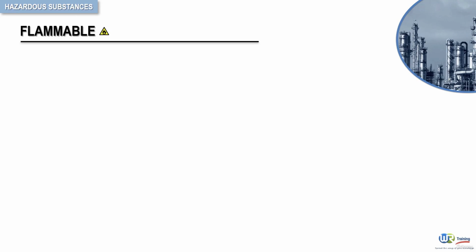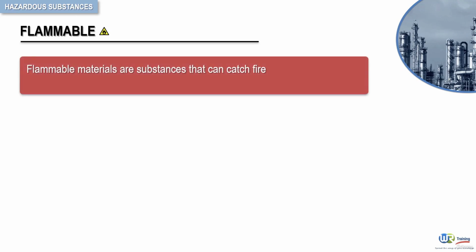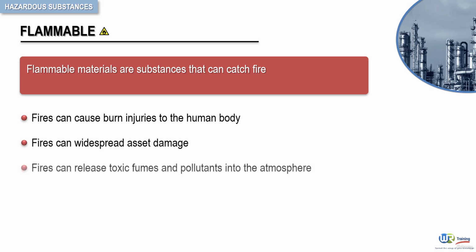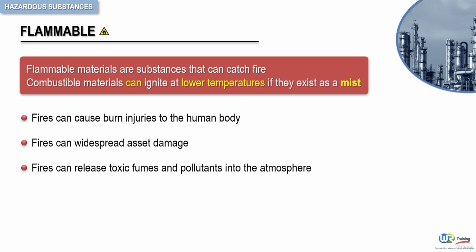Flammable materials are substances that can catch fire. Fires are obviously dangerous because they can cause burn injuries to the human body, widespread acid damage, and release of toxic fumes and pollutants into the atmosphere. Combustible materials also have the potential to burn, but require higher temperatures to pose a significant risk. However, even combustible materials can ignite at lower temperatures if they exist as a mist.